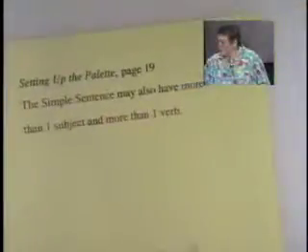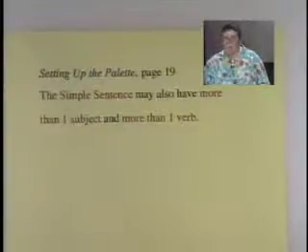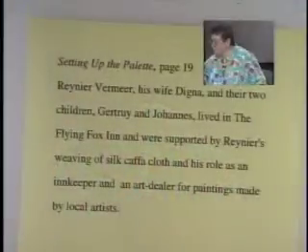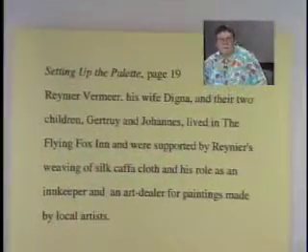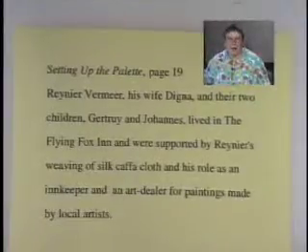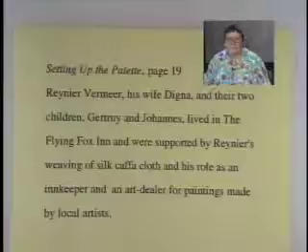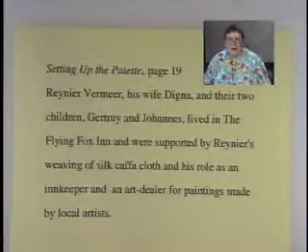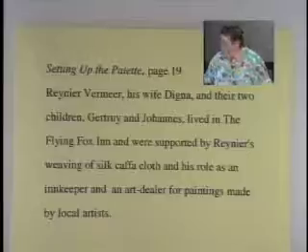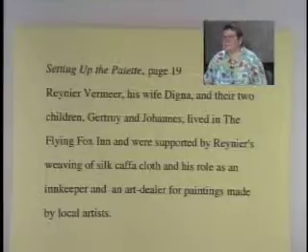On page 19, the simple sentence can have more than one subject and more than one verb. Again, a very long example. Let's see what we get. Renier Vermeer, his wife Digna, and their 2 children, Gertrude and Johannes, lived in the Flying Fox Inn and were supported by Renier's weaving of silk kaffa cloth and his role as an innkeeper and an art dealer for paintings made by local artists. Jeff, where's your subject?